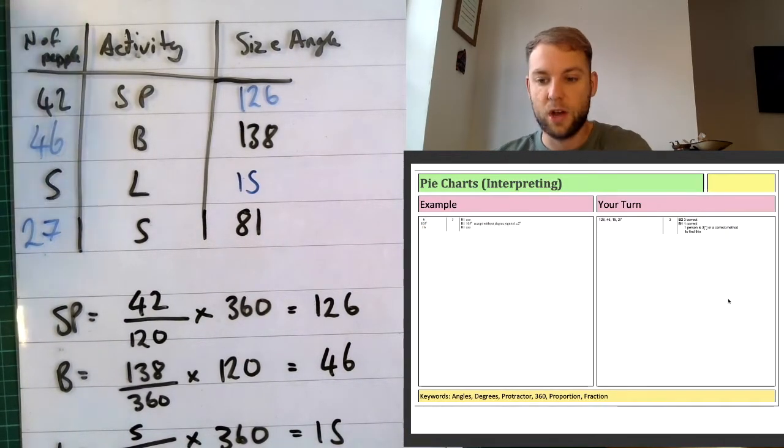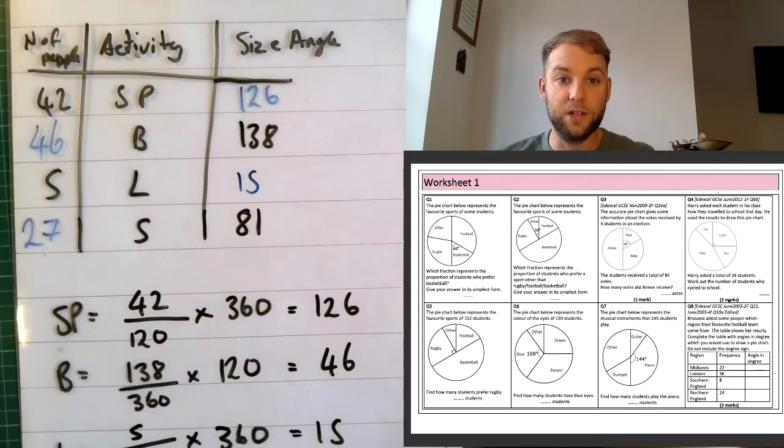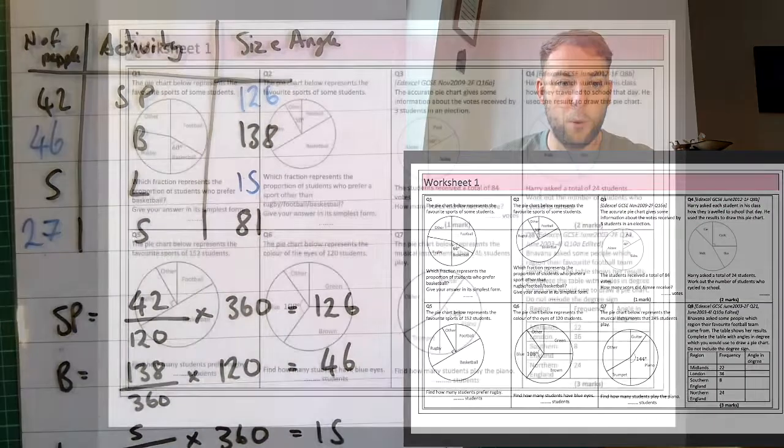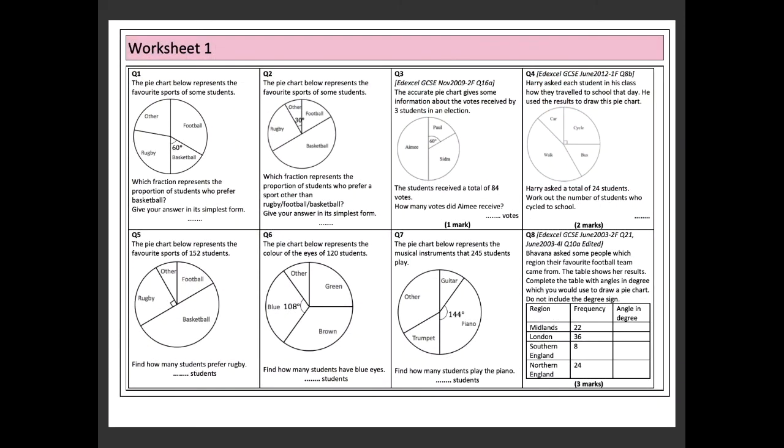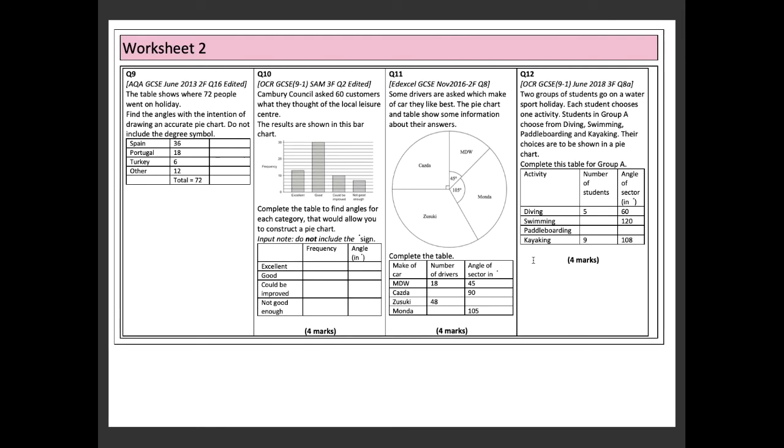Perfect. So, here are some questions. So I'll make it big for you. So pause now and have a little go at those questions. There are 2 worksheets here. Okay, so have a go at this next worksheet. Notice that all of these are past paper questions, okay?